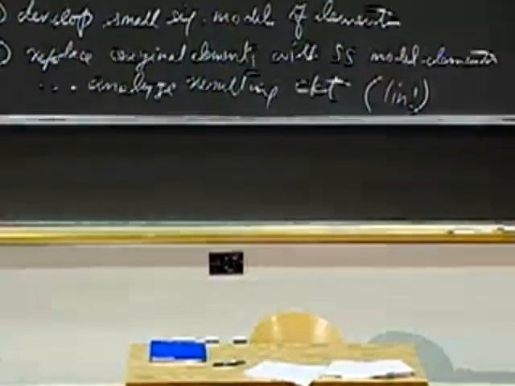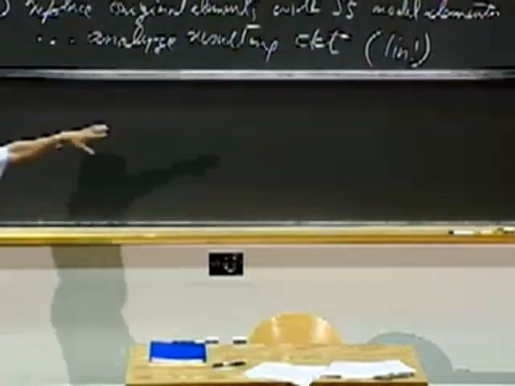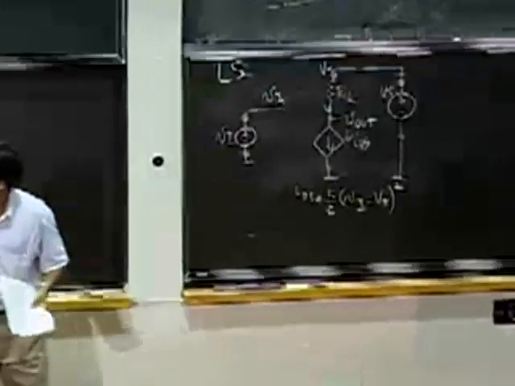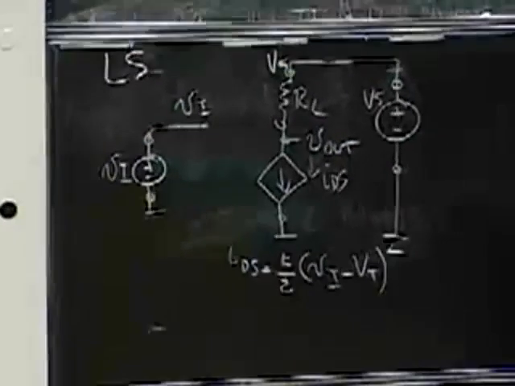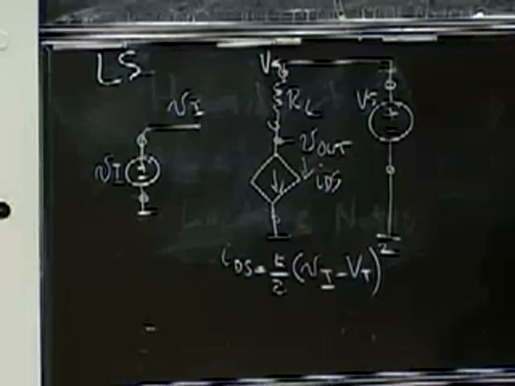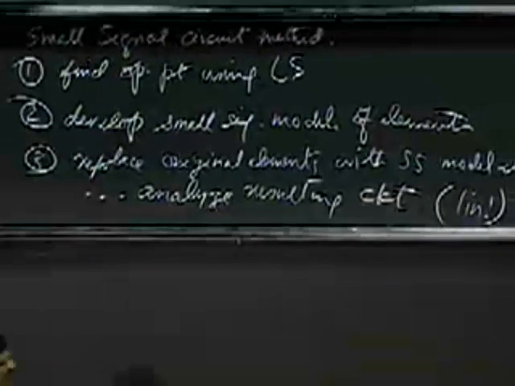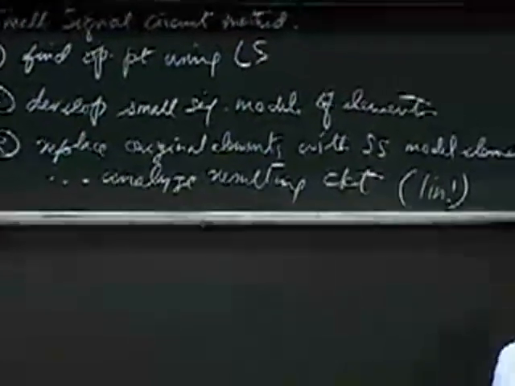Okay, so let's do an example. I'll just use the amplifier as an example of this method and convince you that you're going to get the same expression at the end, but so simply, without even the smallest amount of grubby math. So 3 steps. And the first step is find the operating point using the large signal model. And let me just do that here.